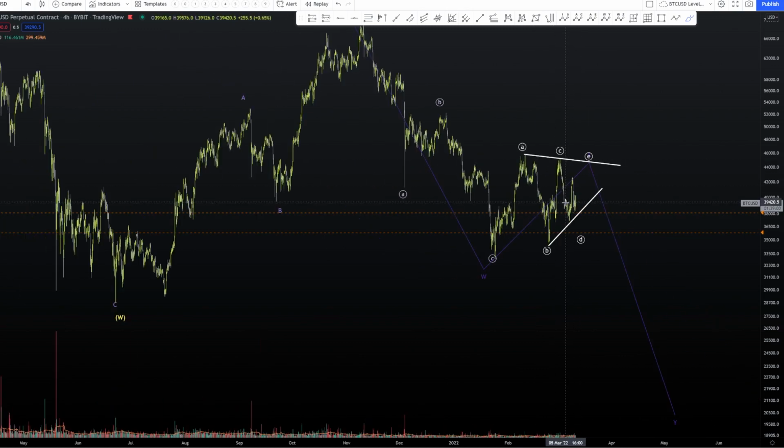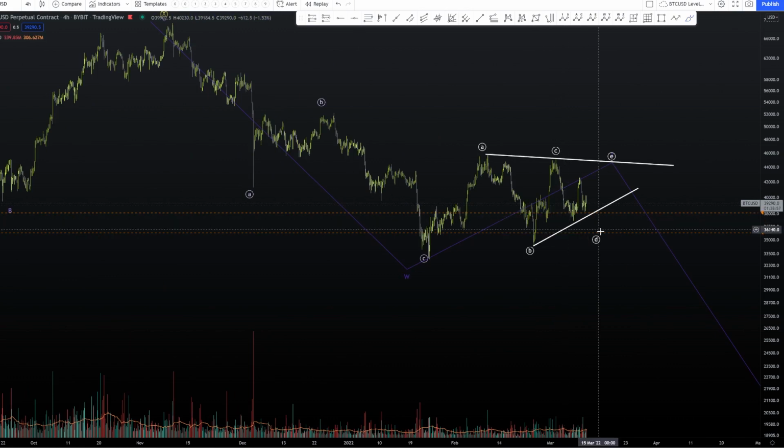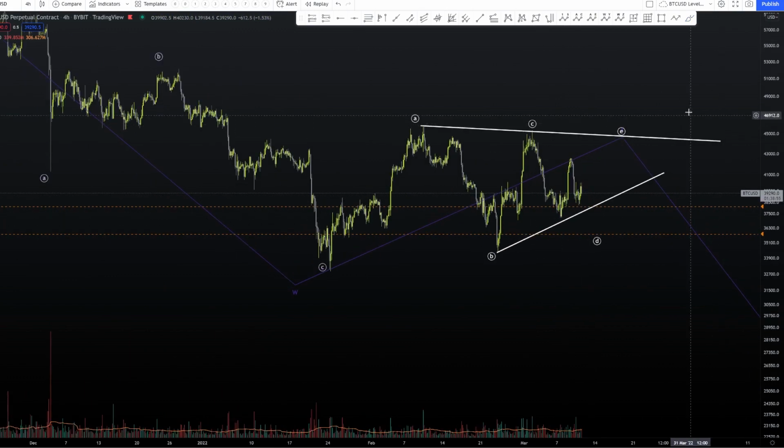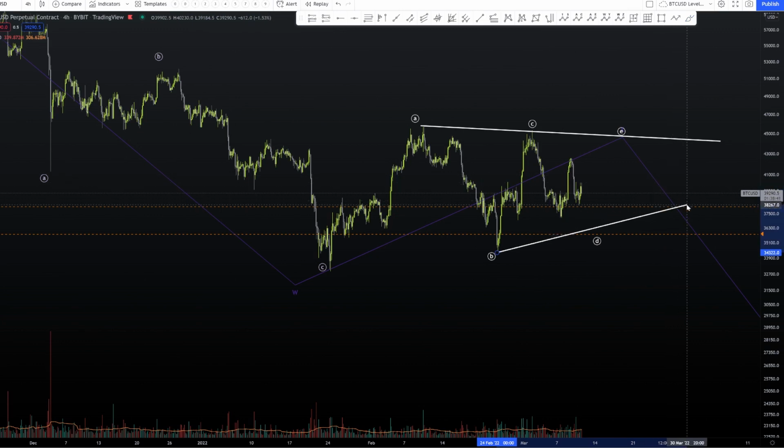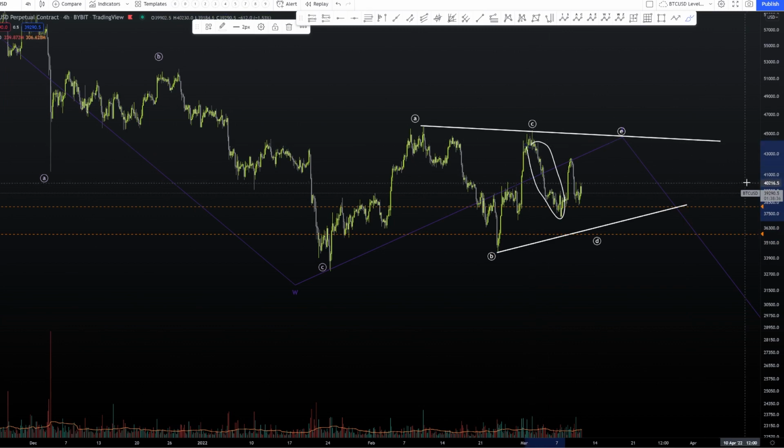Now, there are different ways we could count it. We could say wave D is in already, and this was some sort of zigzag, an A, B, C. However, we could also say wave D is still in the process of being completed, in that it simply put in a wave A of the wave D, because to be honest, this move right here looks a little more impulsive. I'll show you how we could count it later, but this looks a little more like a wave A than a B, C zigzag in itself. So it looks like it could be an A, B. This could be a B right here, and we may be coming down for the wave C.